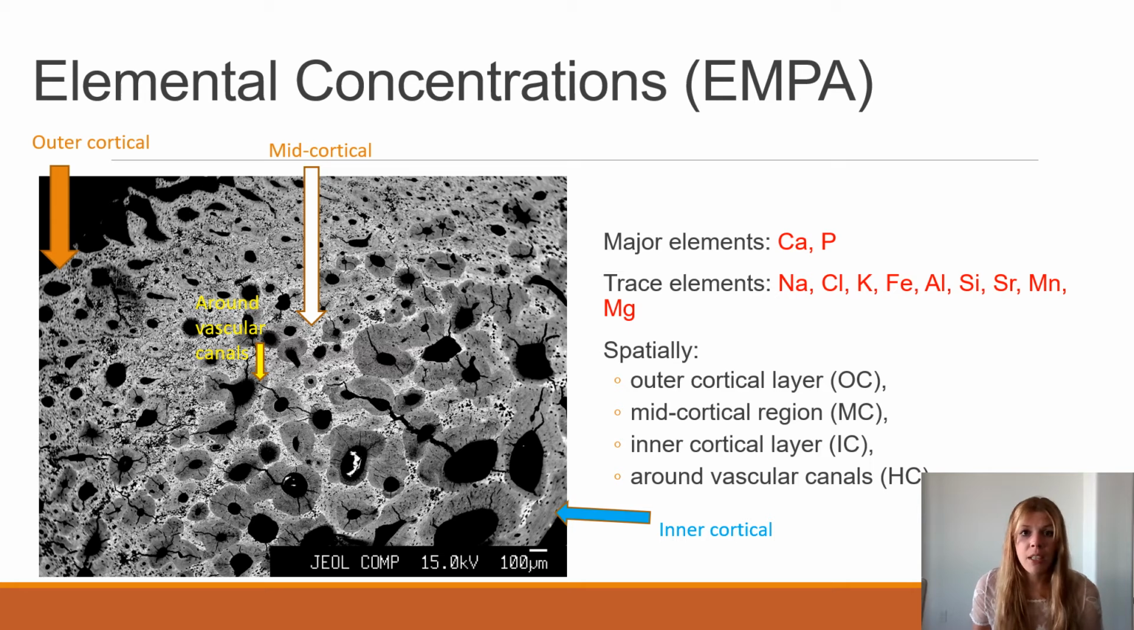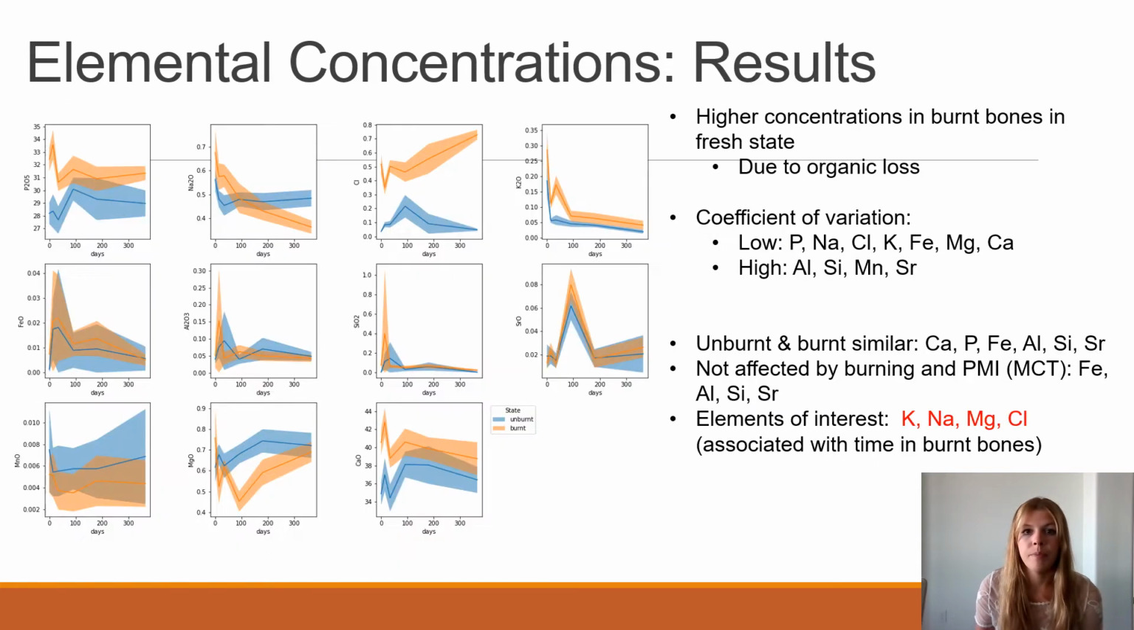Points of measurement were taken from the outer cortical layer, the mid-cortical region, inner cortical layer, and around vascular canals on the transverse bone sections. A total of 670 points were used for the analysis, with 11 elements measured. These elements were calcium, phosphorus, sodium, chlorine, potassium, iron, aluminium, silicon, strontium, manganese, and magnesium.